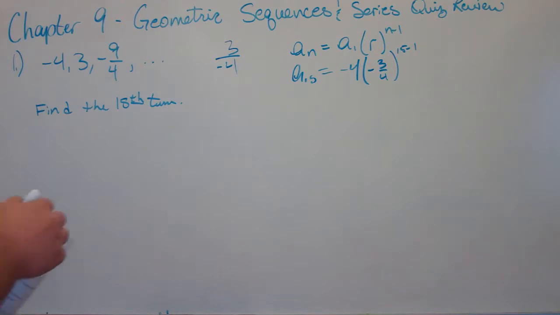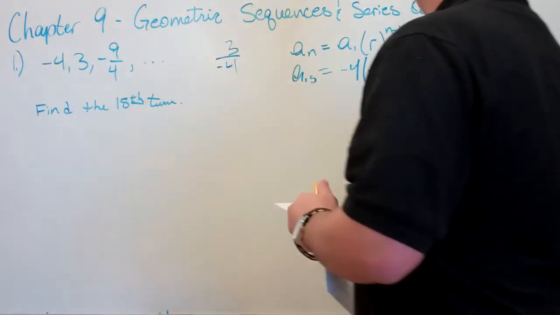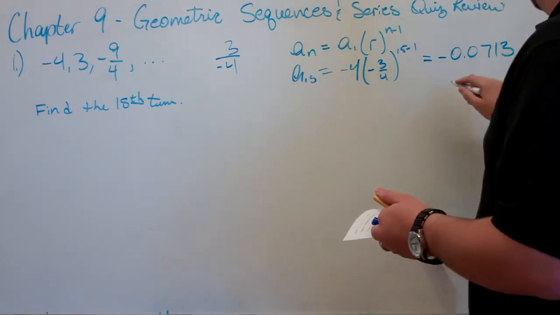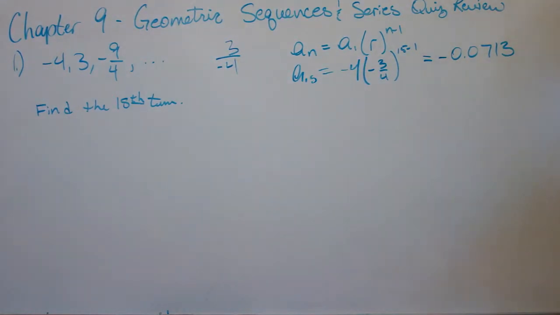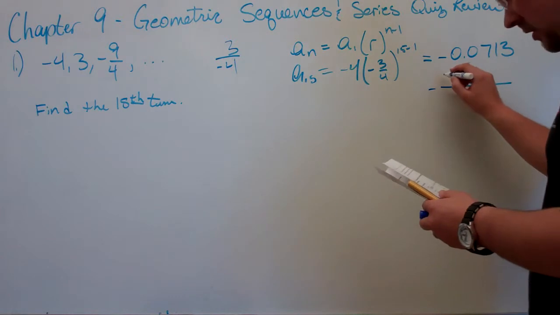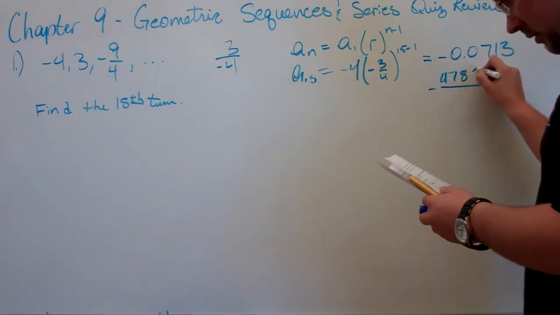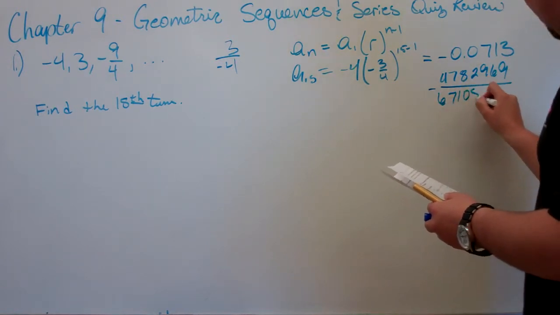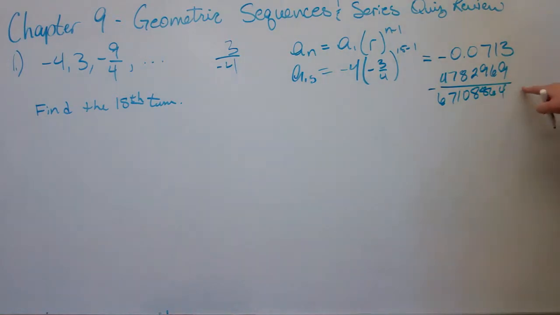So your answer is going to be a fairly small number. It's going to be negative 0.0713. Or the fraction just looks ridiculous. The fraction is negative 4782969 over 6710884. So if you got this, you're still right. That's just the decimal form of that.